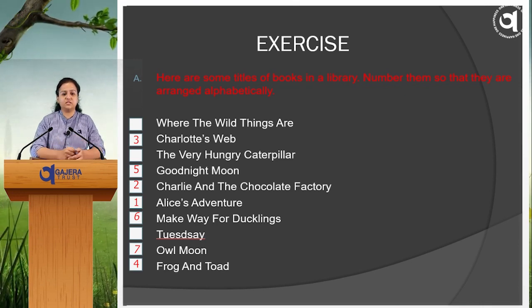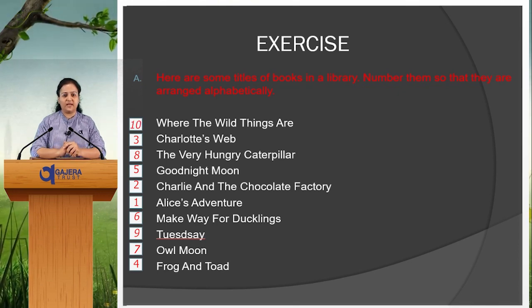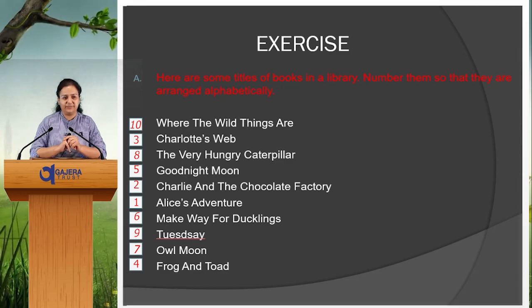Our next titles: we have two that start with T. Here, very first we have to choose which one comes first, because the very first letter T is there in both titles. Now in the second place, H is there and U is there. So obviously H will come first. So the next title is The Very Hungry Caterpillar. Then comes Tuesday. And last, W. That is Where the Wild Things Are.